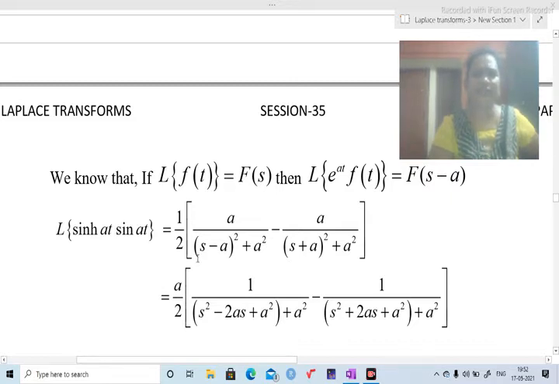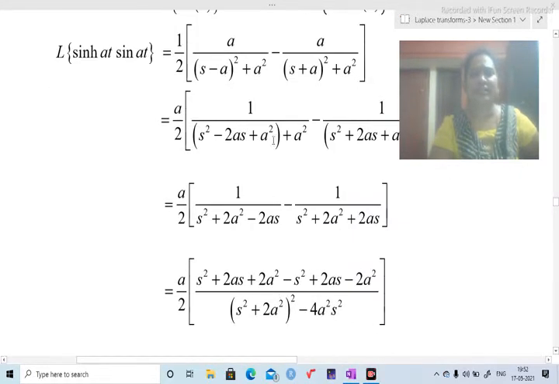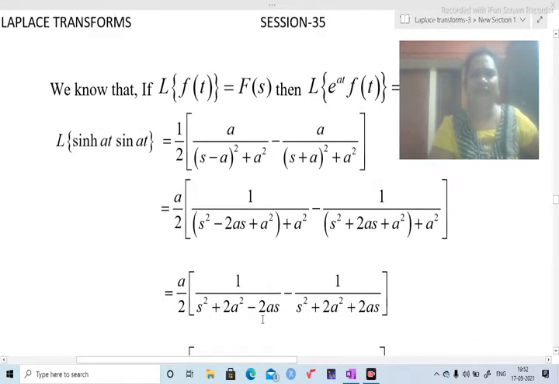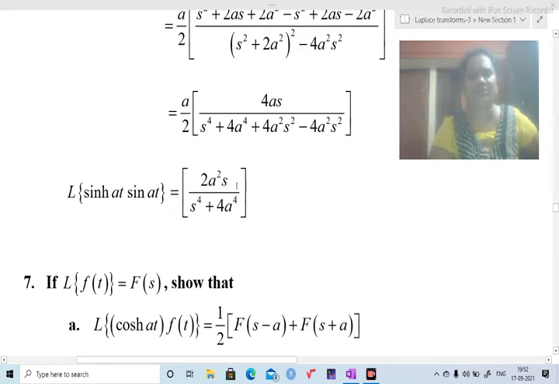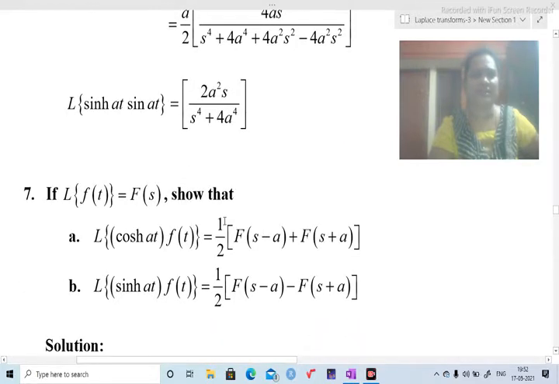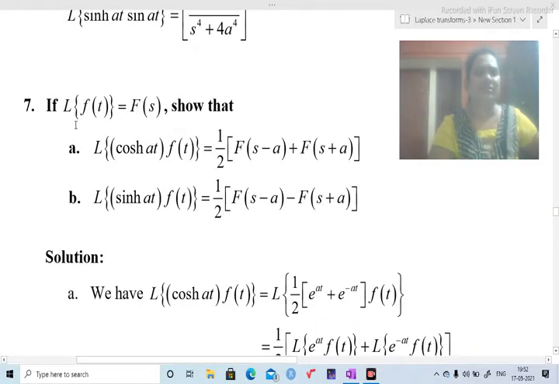So replace s minus a whole square as s square minus 2as plus a square. So we get this step. After simplification, we get the final value of Laplace transform of sin hat into sin at as 2a square s by s power 4 plus 4a power 4. So these are standard formulas in Laplace transforms.